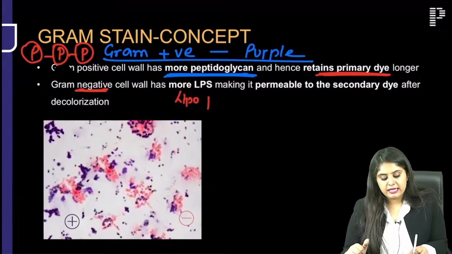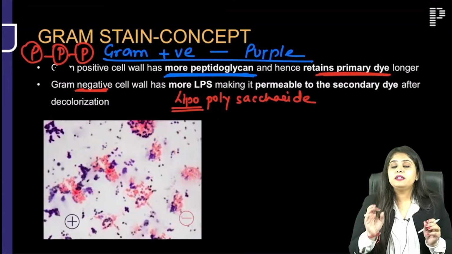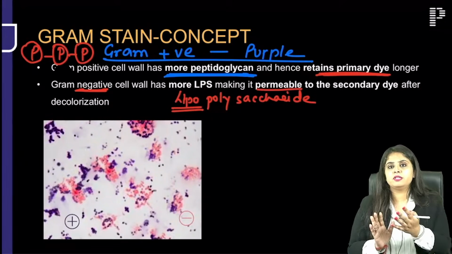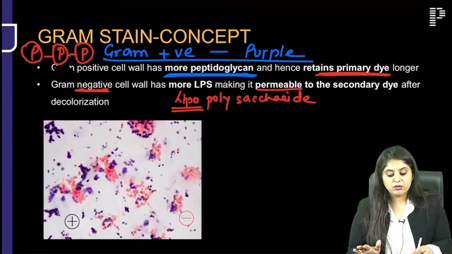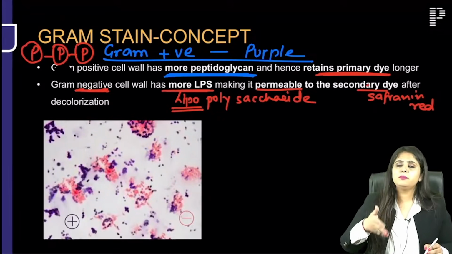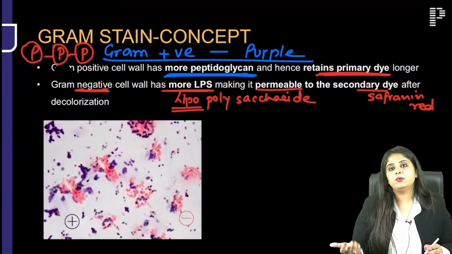What is LPS? It is lipopolysaccharide, lipid. Lipid is very permeable. Permeable means anyone can pass through it. Gram negative has a lot of lipopolysaccharide. So when the second dye was added, what was the second dye? Saffron in red. When the second dye was added, lipid said, okay, most welcome, please come inside. So lipopolysaccharide allowed it to come inside.